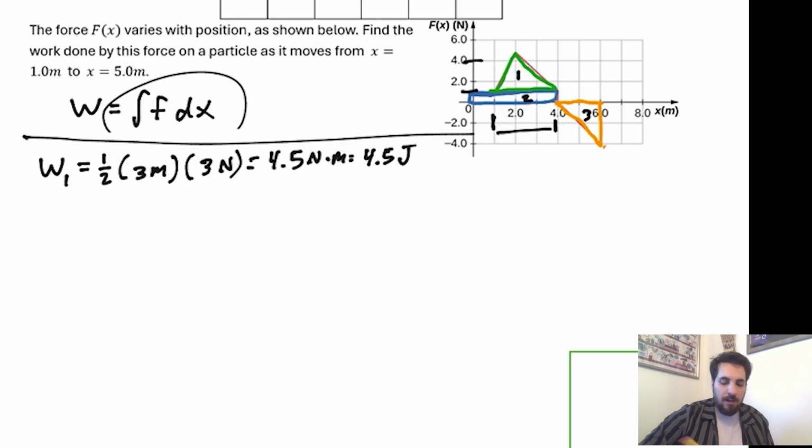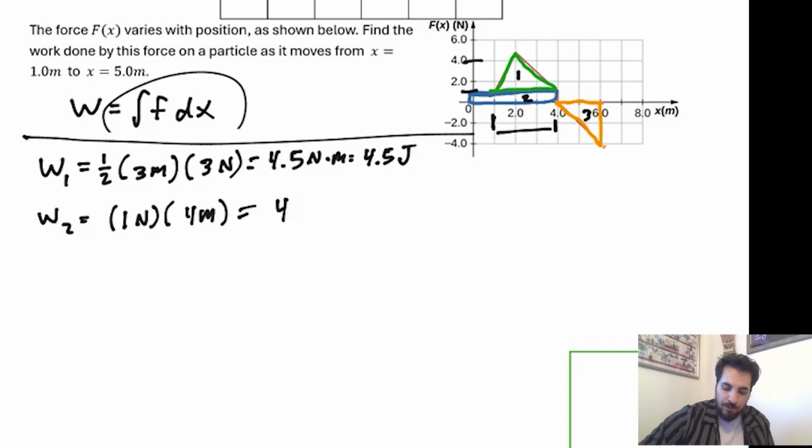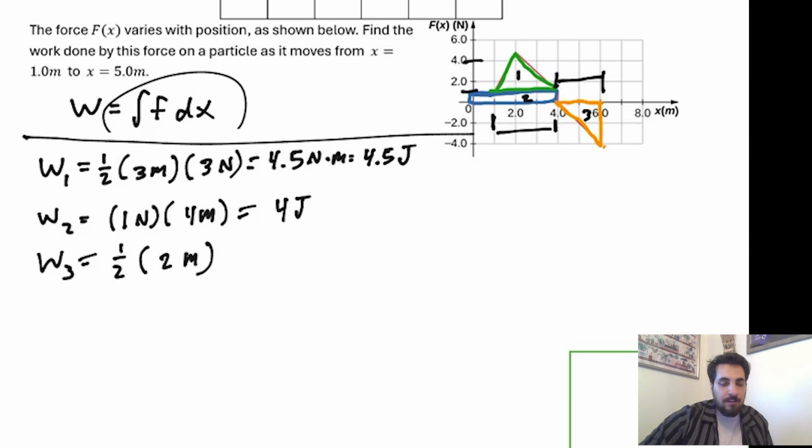And then you just repeat the process. What is the work done in section 2? Section 2 is a rectangle with height of 1 Newton and a width of 4 meters. So the work done there is going to be 4 Newton meters, or 4 joules. And then we look at the final area, the triangle that I outlined here in orange, and we say, well, that's a triangle. The area is going to be 1/2 the base. The base is 2 meters here, starting from 4, ending at 6.